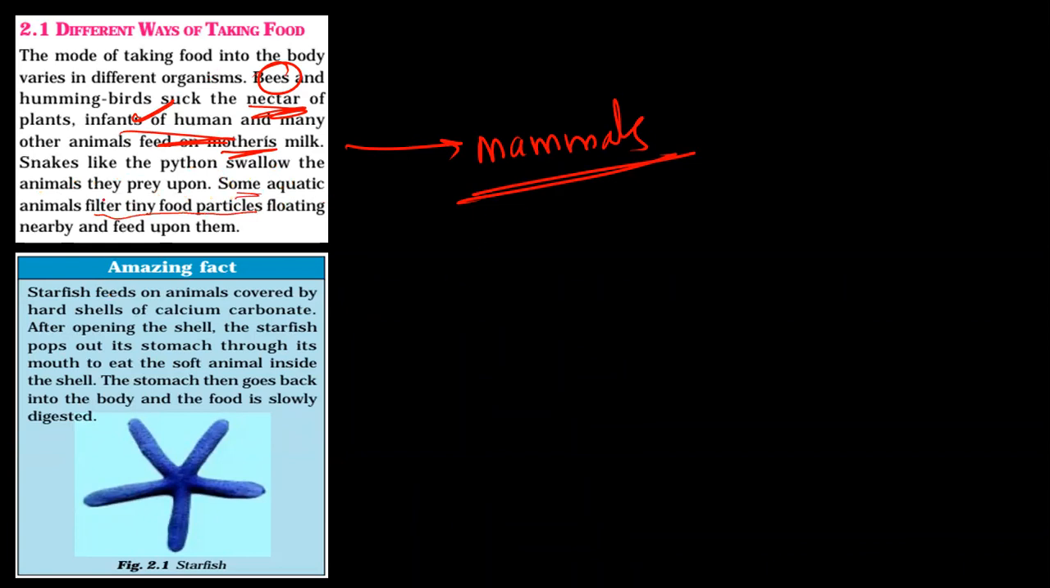There is a fact here, the important point here is starfish. It eats animals that are covered by calcium carbonate. That doesn't mean they only eat the shell. This is a calcium carbonate shell, but inside that there is the softer animal. The stomach comes out of the starfish. It swallows or eats the soft animal, and then the stomach goes back and food is slowly digested. We have never heard of this before, but this is true for starfish.